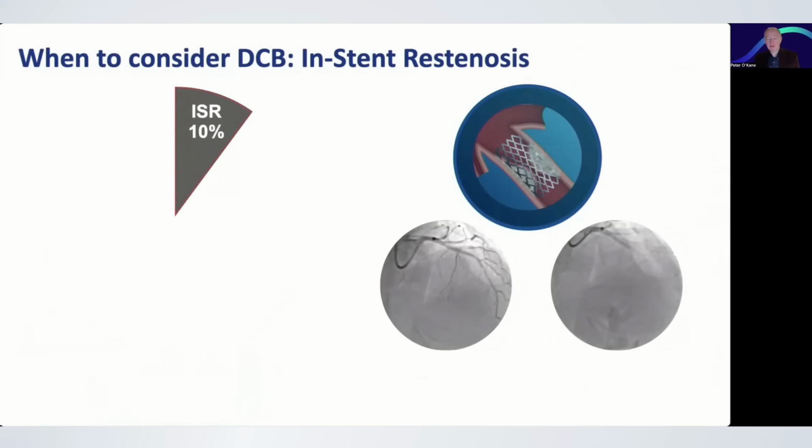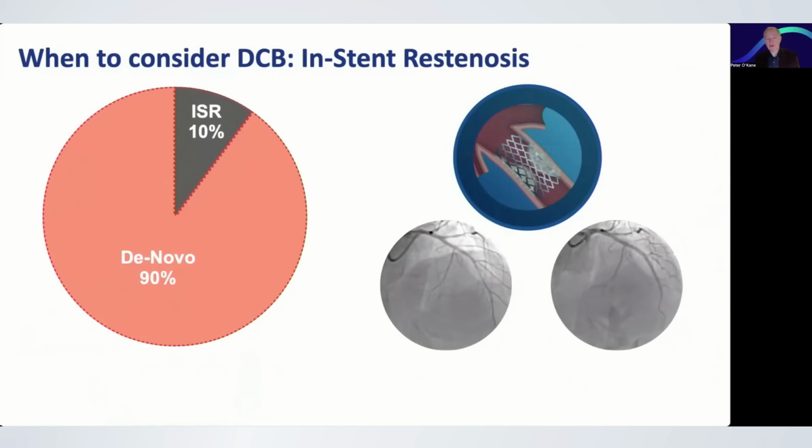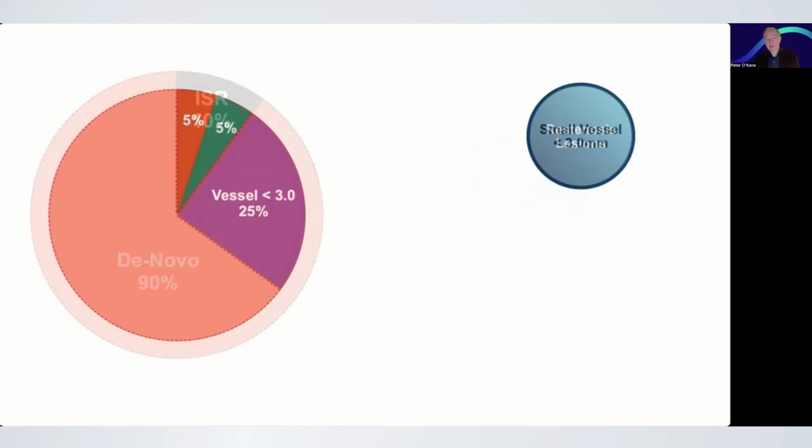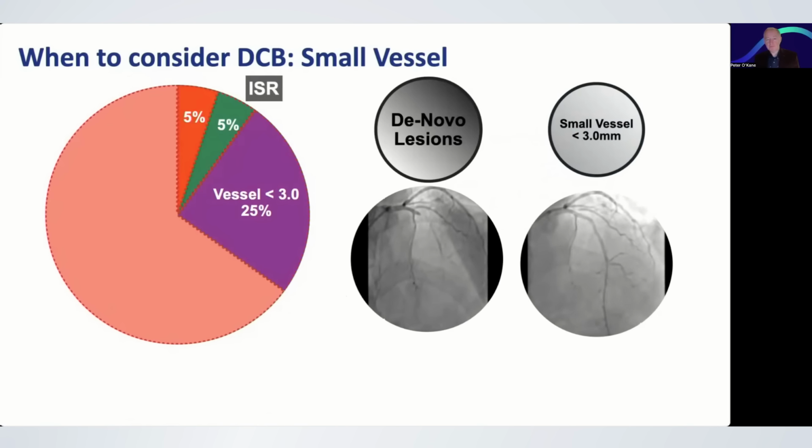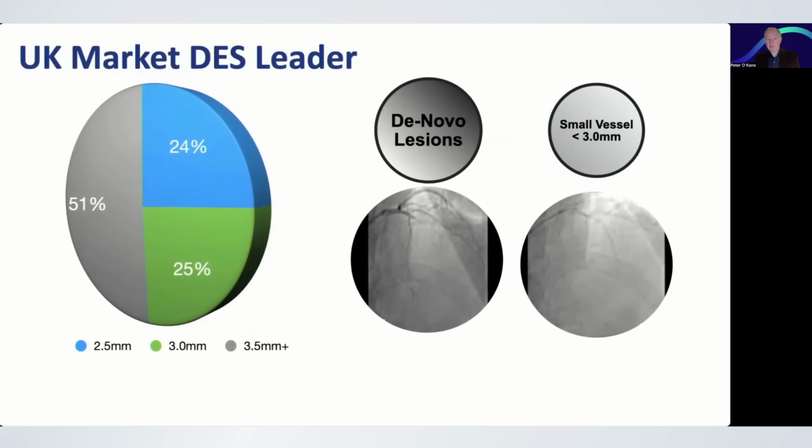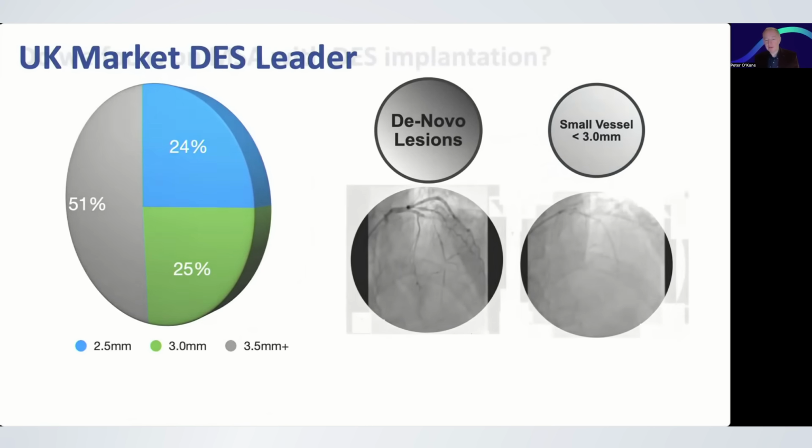Now in restenosis, perhaps the guidelines suggest we should use more drug-eluting stents, but we're still going to be using 50% DEB in this situation. Now, smaller vessels, less than 3 millimeters diameter, they probably account for about a quarter of all the work we do, based on the fact that 24% of the stents we use are 2.5 millimeters.